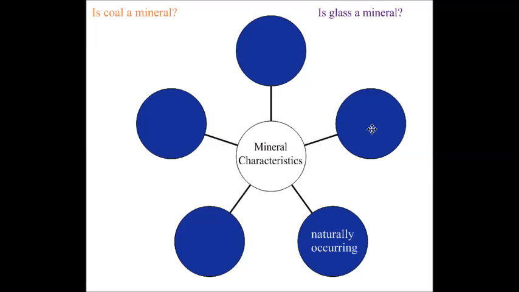Another characteristic of a mineral is that it must be inorganic, which means that it cannot be made from things that were once living, and it itself cannot be living in any way. So inorganic is the second characteristic. Thirdly, you have solid. Of all the states of matter, in order to be a mineral, it must have the characteristics of a solid. Also, you have crystal structure.